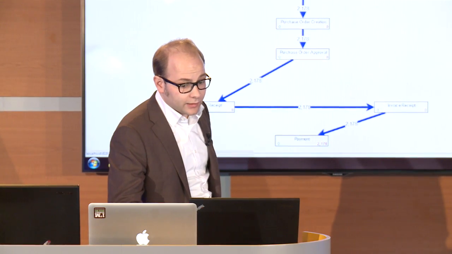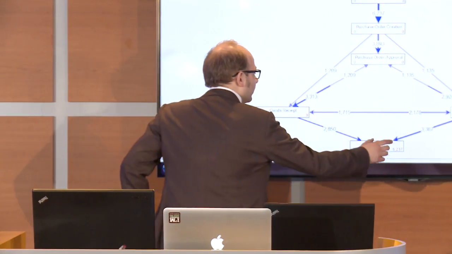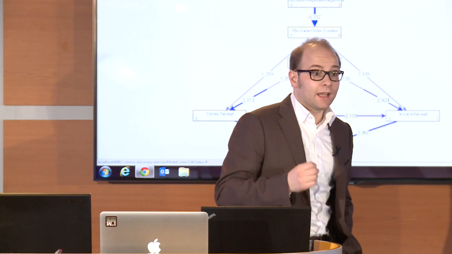So I'm increasing now the coverage, a feature to drill down, and what you see now on the screen is we see different process variants occurring, which are in the data. So we see, for example, invoice received before goods received. So the invoice comes in before we have goods delivered. This is a problem which we see at every SAP customer.